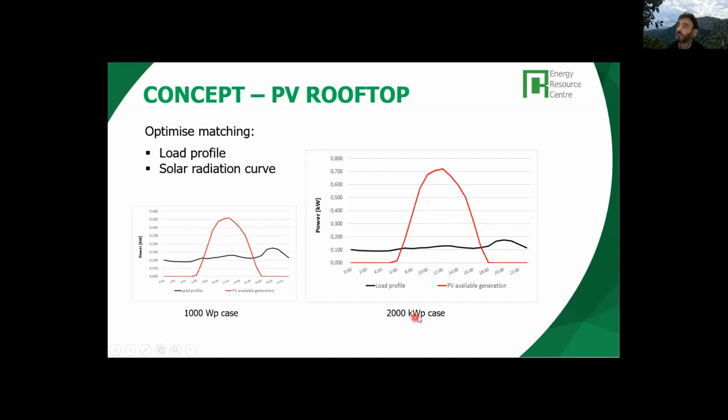Sorry, this is a mistake. This is not 2000 kilowatt peak. This is 2000 watt peak. Okay, so it is double. So if we have double the size, we have double the amount of solar generation.